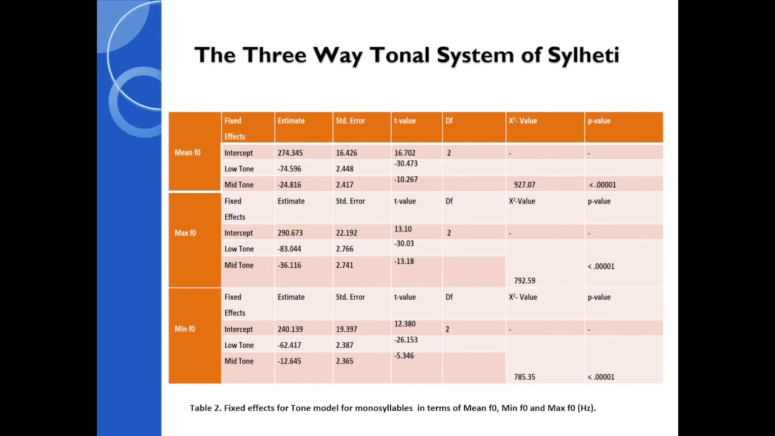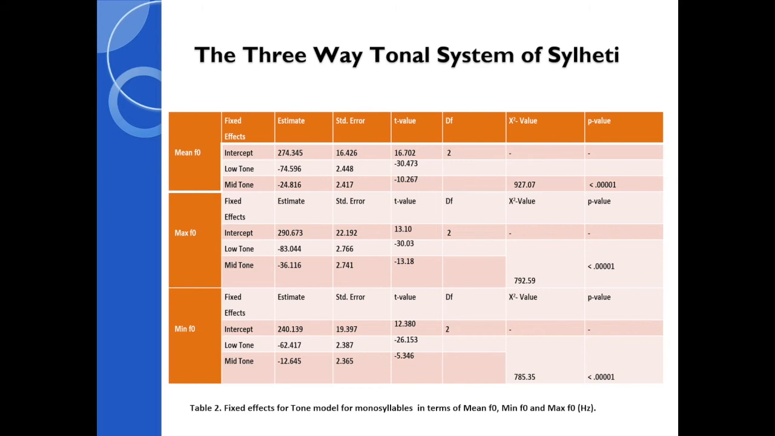In terms of maximum F0, the chi-square value is high, and the low tone is lower than the high tone by around 83 Hz. The mid tone was lower by around 36 Hz. Similarly, in terms of minimum F0, the high tone was higher than the low tone by around 62.4 Hz and about 13 Hz higher than the mid tone.